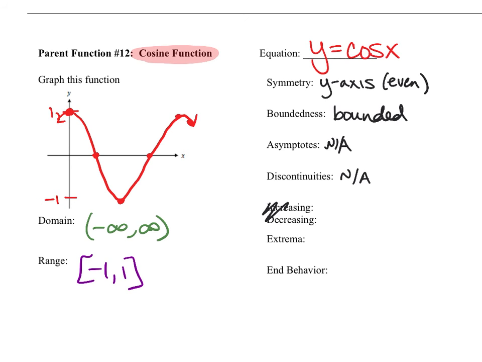We're not really going to talk about increasing and decreasing. It has infinitely many extrema as well, because it is still kind of the same shape, just shifted. That's not how you spell that. And because the end behavior is always going to change depending on when you stop graphing it, we don't really talk about end behavior.